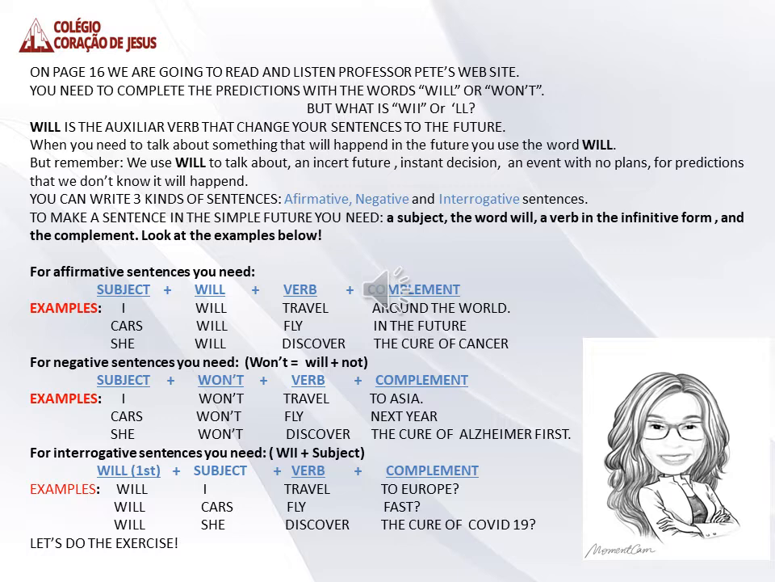For sentence in the interrogative form, you need to pay attention to the position of the subject and the will. You need to change these both words. Look at the example. Will I travel to Europe? Will cars fly fast? Will she discover the cure of COVID-19? Let's do the exercise.